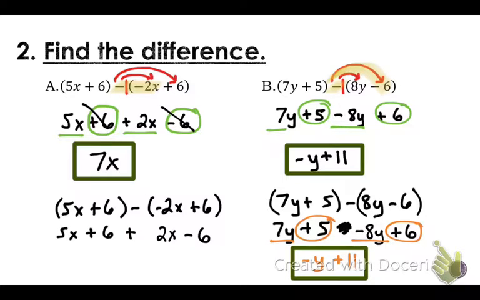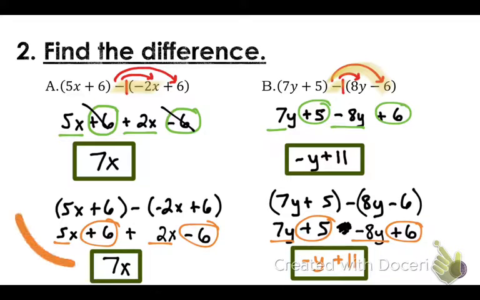What should I underline? 5x and 2x. What should I circle? 5x and your 2x. Positive 6 and negative 6. What should I combine first, the variable term or my constants? What does it become? 7x. How about my constants? 0. So should I put plus 0? No, I'm just going to keep it as a 7x.